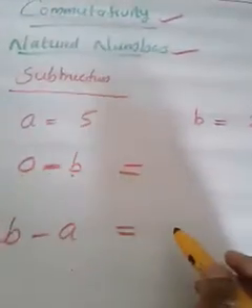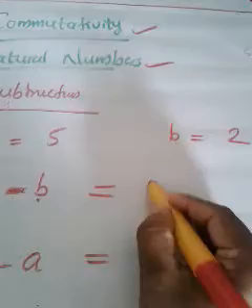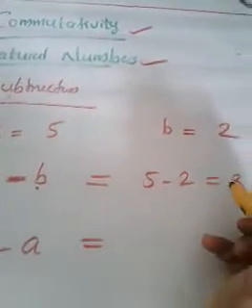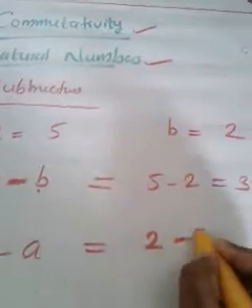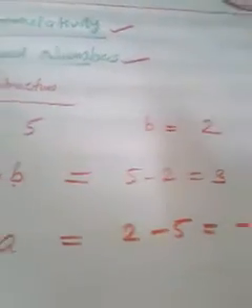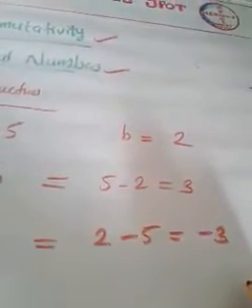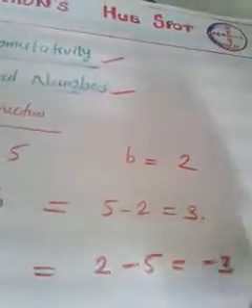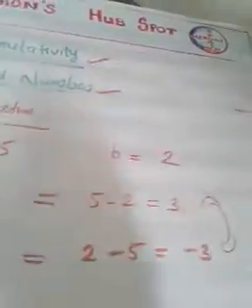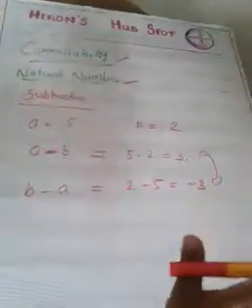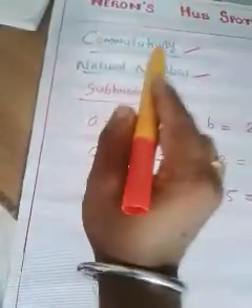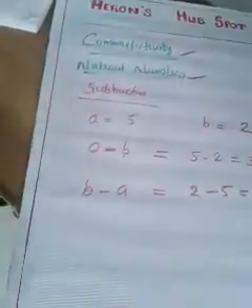Okay, so what is a minus b here? 5 minus 2. What is that? 3. And what is b minus a? 2 minus 5. What is 2 minus 5? Minus 3. See, can you say the results are the same? Both results are not the same. That means with just this one example, it is spoiled. So what we can say: subtraction is not commutative in natural numbers.